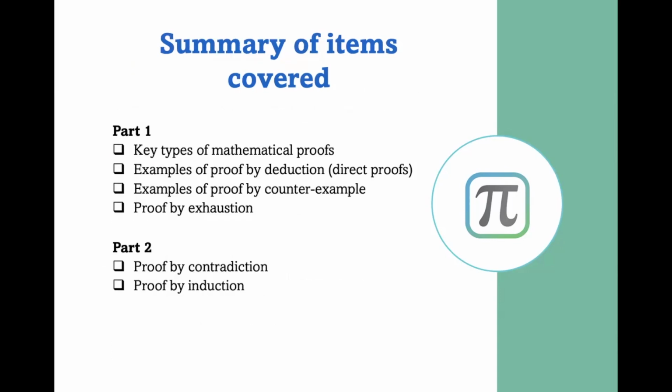So just summarizing what we've covered today, we've started with outlining the key types of mathematical proofs. We have then looked at examples of proof by deduction, otherwise known as direct proofs. We've seen an example of a proof by counterexample, and then we've looked at proof by exhaustion. In part two, I will talk through some examples of proof by contradiction and proof by induction. But I hope that you found this tutorial useful to give an idea of how to start with initial mathematical proofs.